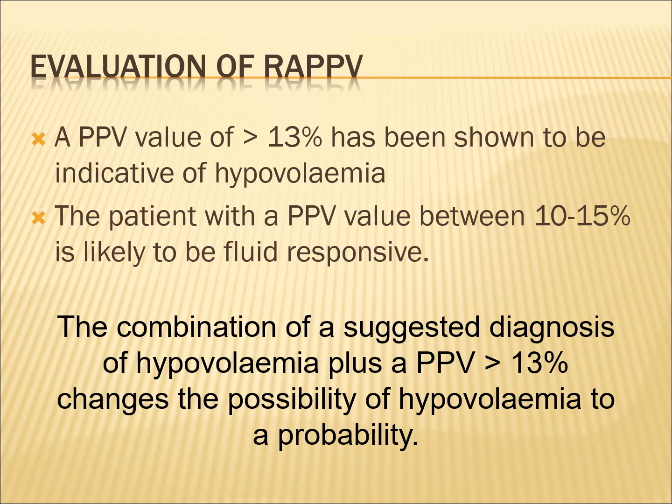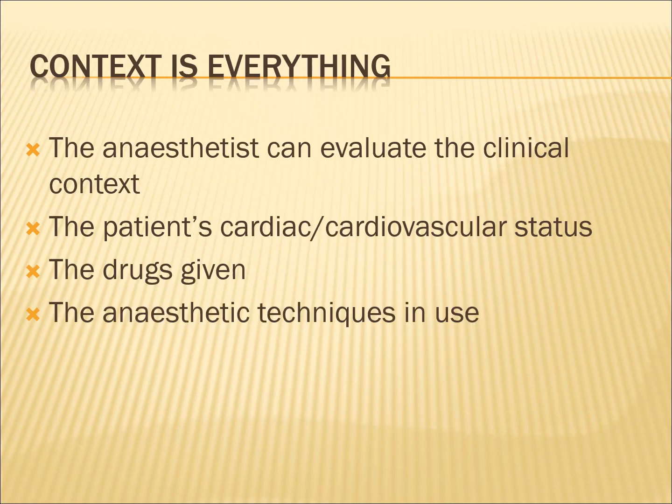A PPV greater than 13% and a suggested diagnosis of hypovolemia using the runs analysis system, as described previously, changes the statement of possible hypovolemia to probable hypovolemia. Context is everything, and the anaesthetist needs to take this advisory statement in combination with all other factors. For example, the onset of an epidural block with its accompanying vasodilation may trigger a hypovolemia alert.